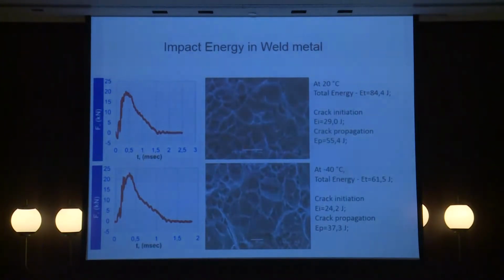At the end of the Charpy energy, we also investigated weld metal. At 20 degrees, the total energy is 84 joules. Crack initiation energy is 29, and crack propagation energy is 55. The fracture surface is totally ductile. At minus 40 degrees, total energy is 65, crack initiation energy is 24, and crack propagation energy is 37. The surface is also totally ductile.